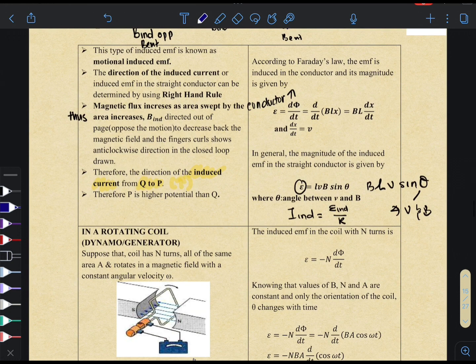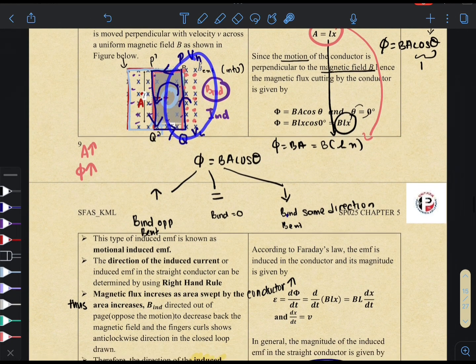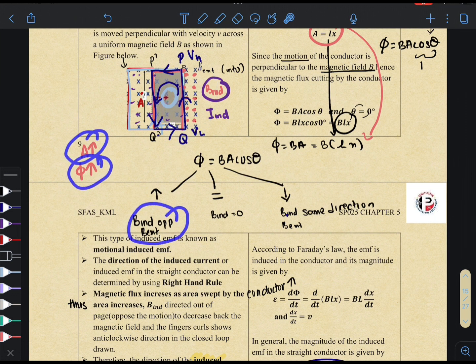Okay, so kita boleh guna this equation to get the induced EMF. Dan kita boleh dapatkan direction of induced current menggunakan kita punya right hand grip rule, menggunakan pemahaman area increase, flux increase, B induced opposite to B external.